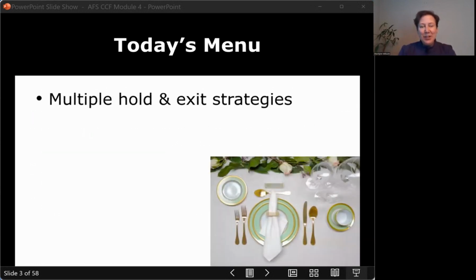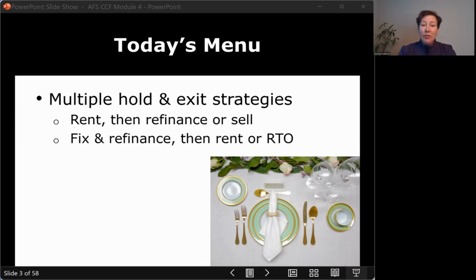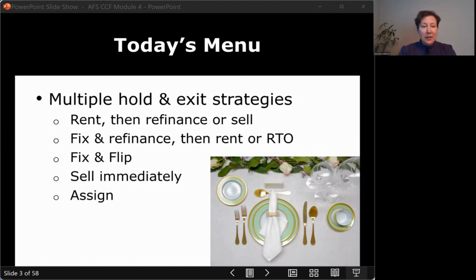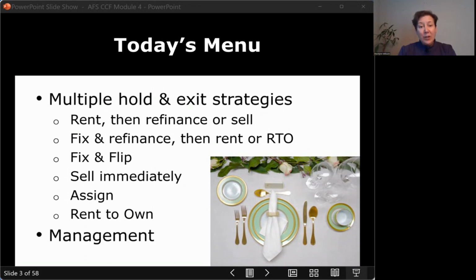On today's menu, we are discussing the multiple hold and exit strategies for agreement for sale properties. Those include renting, refinancing, and selling, or fix and refinance, then rent or rent to own, fix and flip, sell immediately, assign, or rent to own. And first, we are covering management of our agreement for sale property and the deal itself.